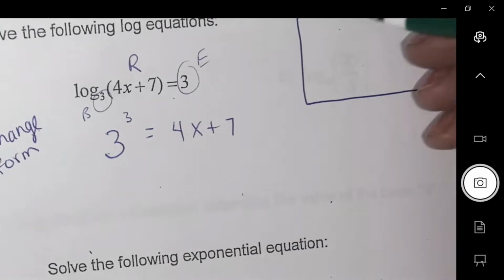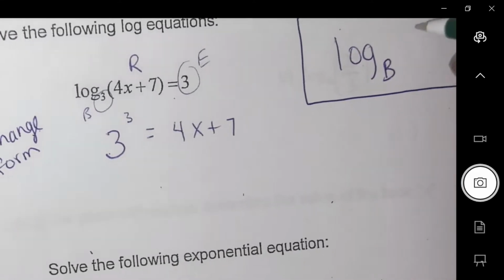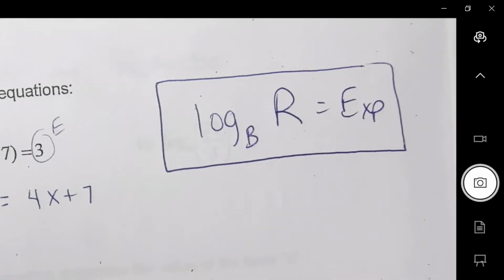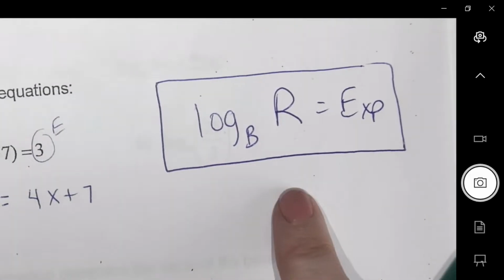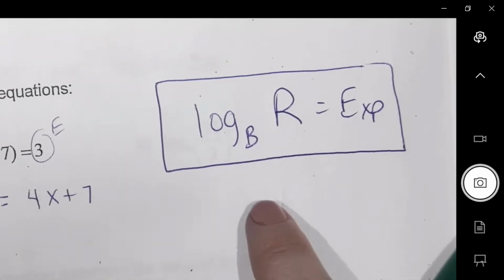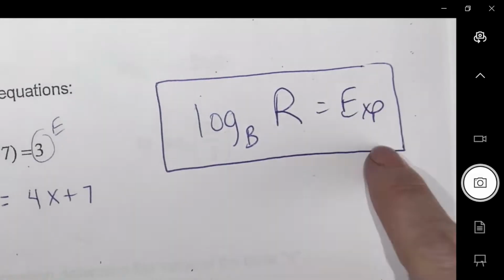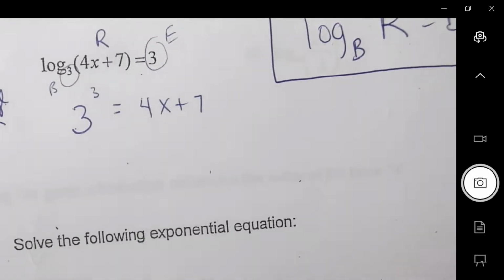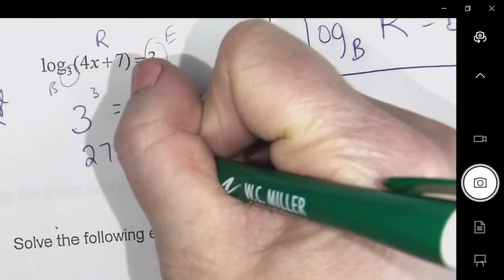Everybody is aware that they have to have this. Does everyone have this firmly memorized? Right? You see how important it is? Log base result equals exponent. Okay. Do we know 3 to the 3? 27.